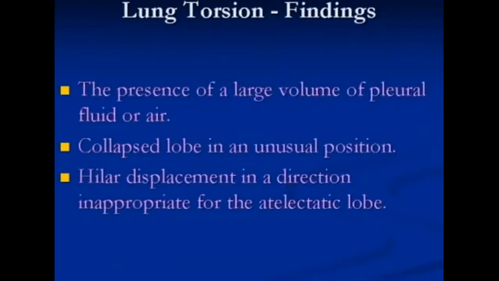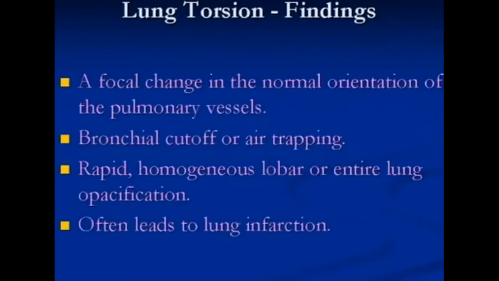What do you see? How are you going to recognize this? First of all, you look for a place to do it, a big collection of fluid or air in the pleural space, a collapsed lobe that's in an unusual position, hilar displacement in a direction that's inappropriate for the normal atelectasis. You can get a focal change in orientation of vessels or bronchi. You can get bronchial cutoff. Now, this is one that has been reported in the literature: rapid homogeneous lobar or entire lung opacification. It looks like a big pleural effusion, or a totally atelectatic lung, basically a white out of one side. And if you don't make the diagnosis, it'll infarct and probably the patient will die.